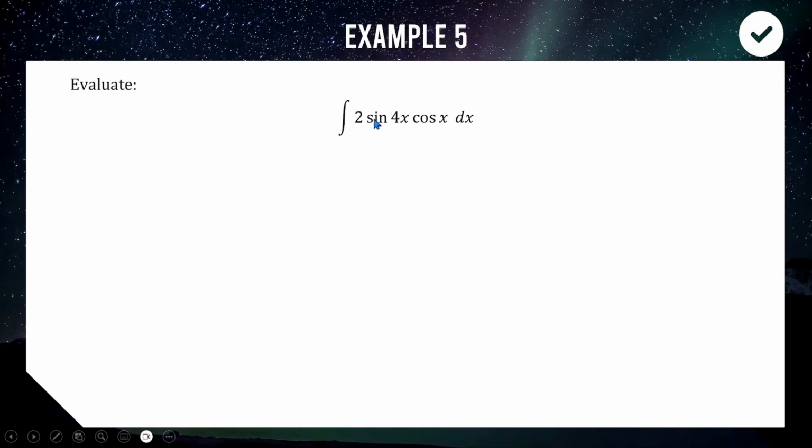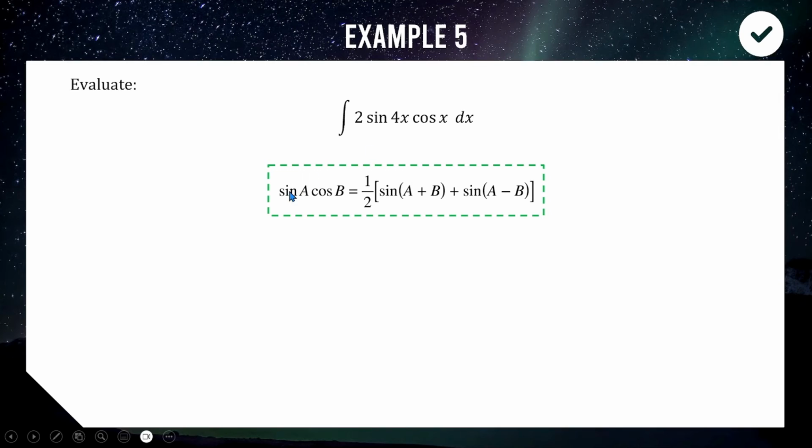Now, whenever you have sine and cos multiplying and the angles are different, you just want to go to your reference sheet and look up your products to sums formulas. If you're not sure what I'm talking about, here's one of them. This is sine of an angle times cos of an angle. Reference sheet says it's equal to a half times sine of the angles added plus sine of the angles subtracted.